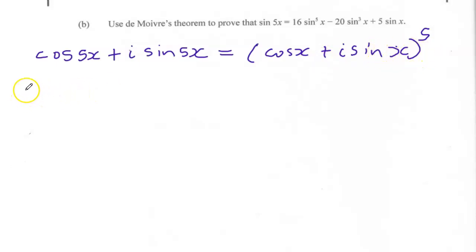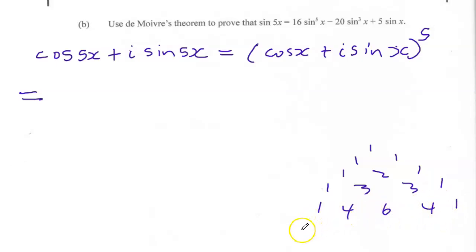So let's expand the right hand side. Now notice the right hand side, binomial expansion there. To get the coefficients, we can use small numbers, so we can use Pascal's triangle. So yes, 1; 1, 1; 1, 2, 1; 1, 3, 3, 1; 1, 4, 6, 4, 1, and for the fifth power the coefficients are 1, 5, 10, 10, 5, 1. For the expansion, we use these coefficients.